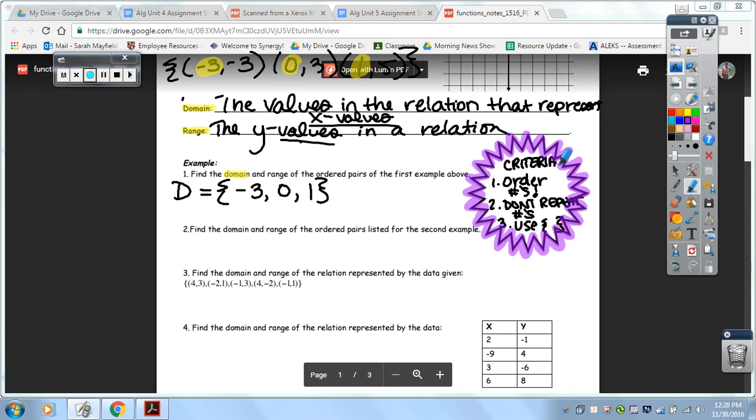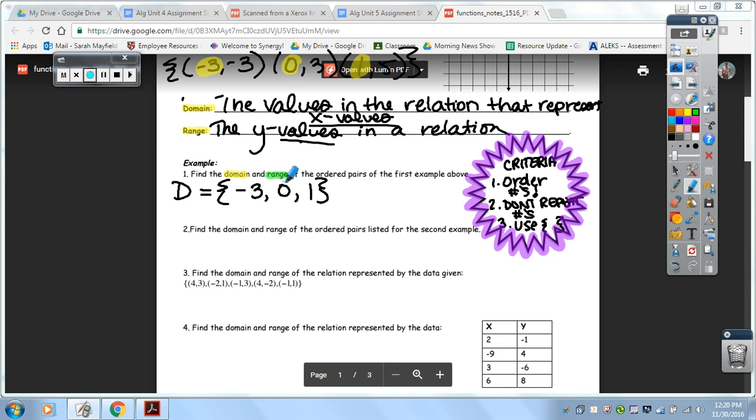Okay. So in order to write the domain and range, I have to order my numbers, which I did. I have to not repeat numbers, which I didn't. And I have to use squiggly braces, which I did. Awesome. So that's domain, so I'll talk about range.